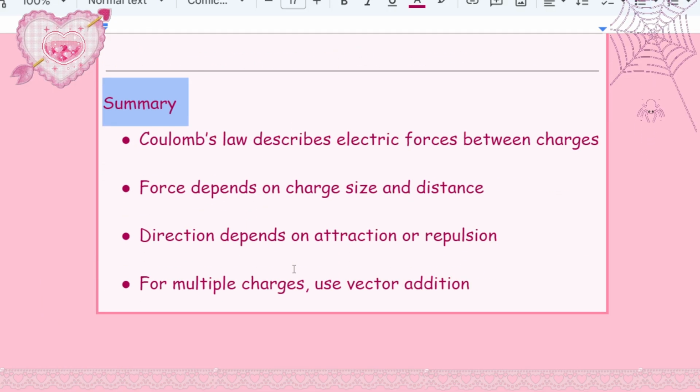To summarize this lesson, Coulomb's law describes electric forces between charges. Also, force depends on charge size and distance. Next, direction depends on attraction or repulsion. And lastly, for multiple charges, we use vector addition, especially in those 2D examples.